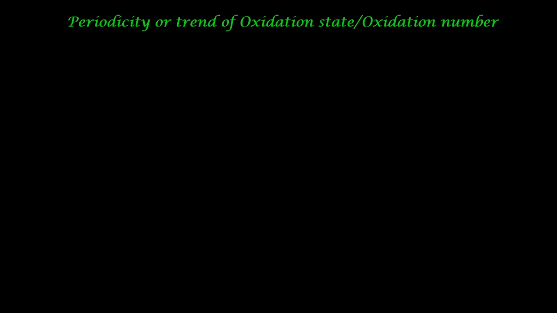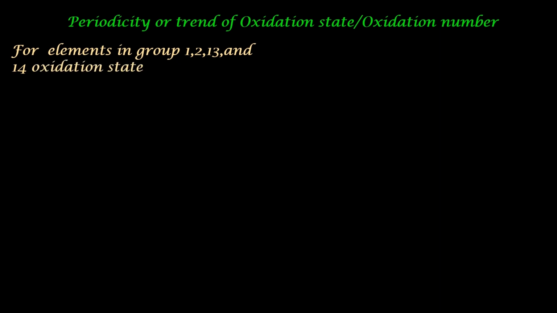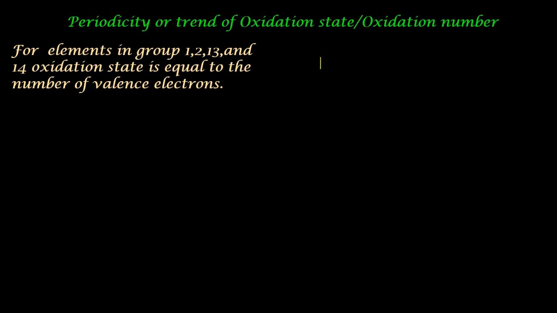Before we pass on to the trend of oxidation state or oxidation number, we will just see the oxidation state in the various groups. For elements in the first, second, 13th and 14th group, oxidation state is equal to the number of valence electrons. Valence electron in first group is equal to 1, and for the second group it is 2. First group and second group elements belong to S block. Valence electron in the 13th group is 3 and that of 14th group is 4. 13th and 14th group belong to the P block.